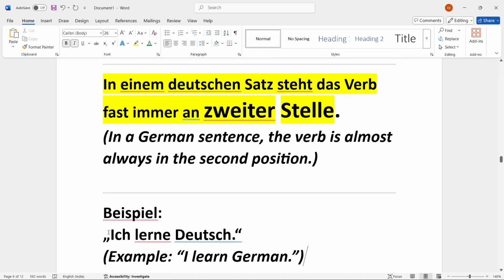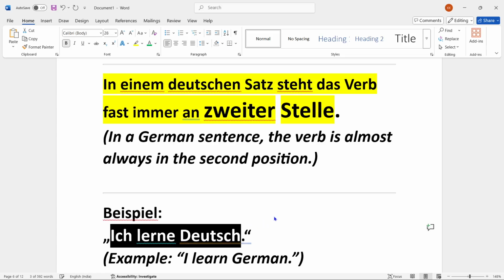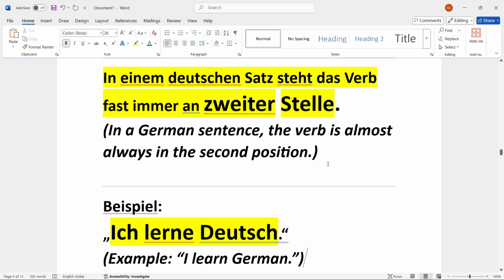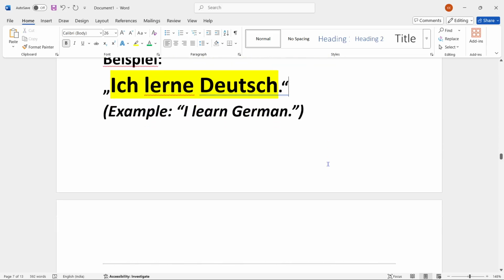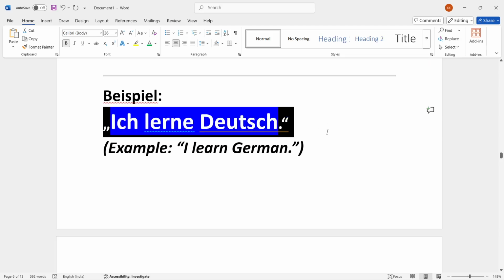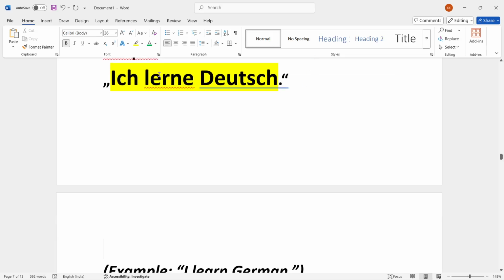Beispiel. Look at the Beispiel. Ich lerne Deutsch. You need to recognize the verb. Where is the verb in this sentence? I already told you that without a verb, we can't make any sentence. This is the German rule. Ich lerne Deutsch. Where is the verb? The verb at the second position we can recognize.